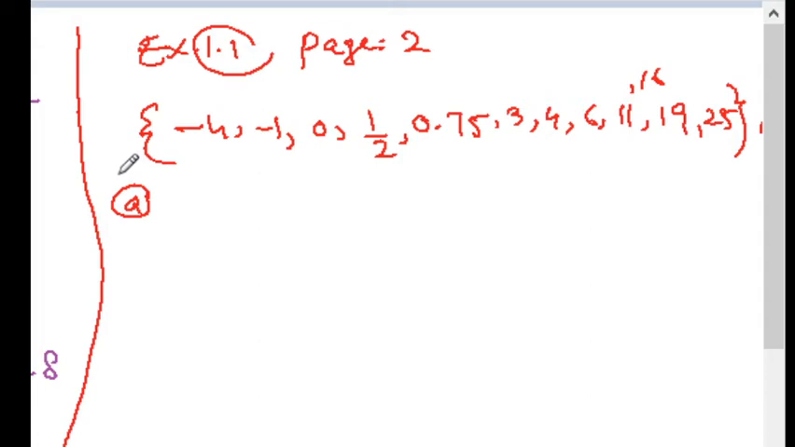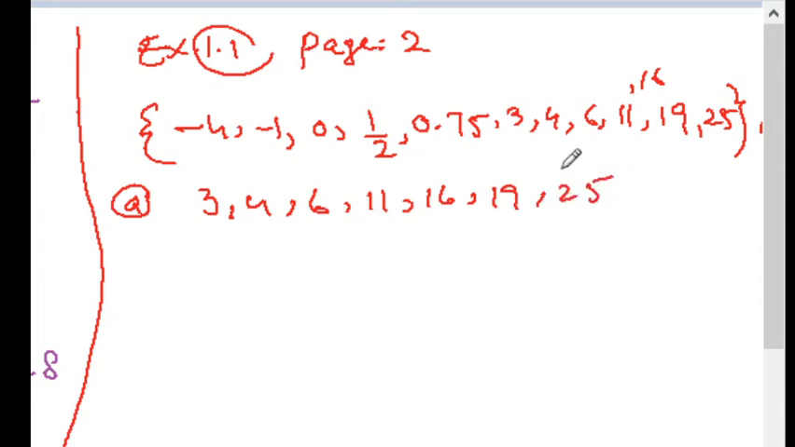They say list the numbers from this set that are natural numbers. Which of these are natural numbers? Look, 3 is a natural number, 4, 6, 11, 16, 19 and 25. Okay, so these are natural numbers.